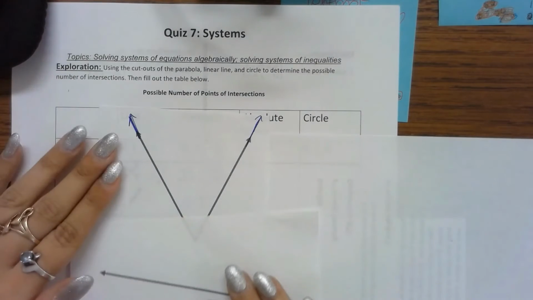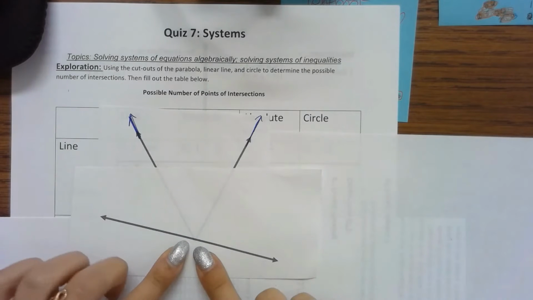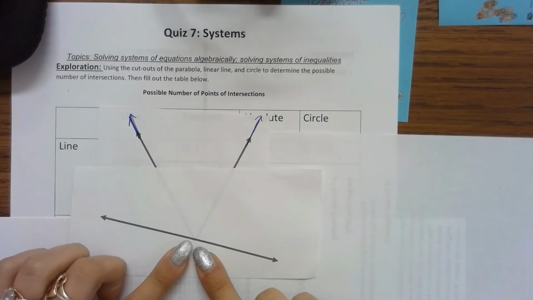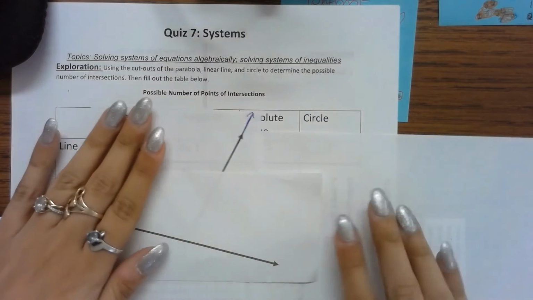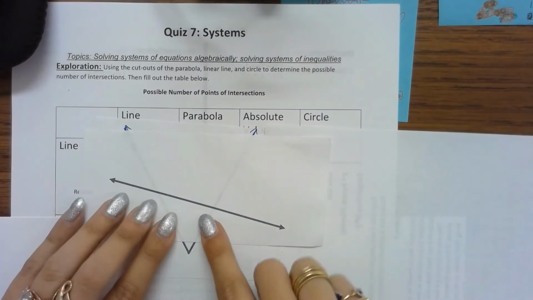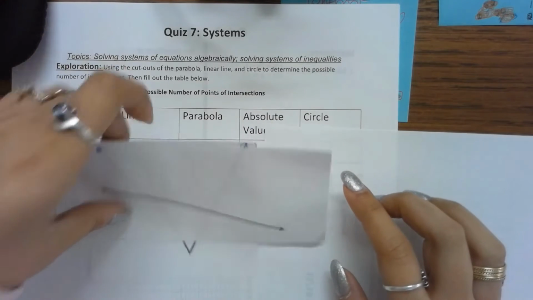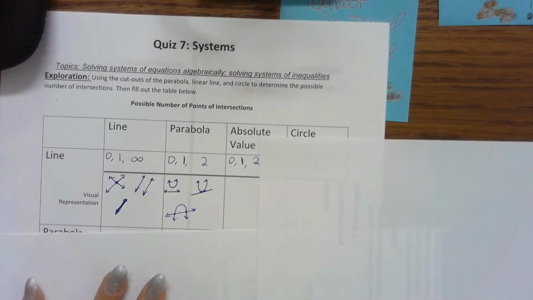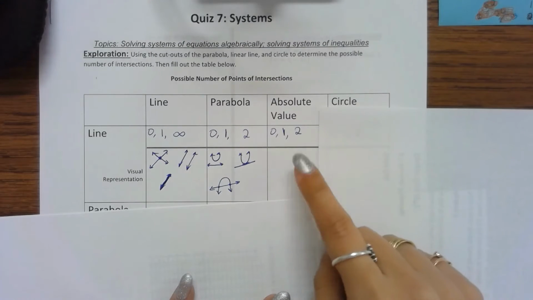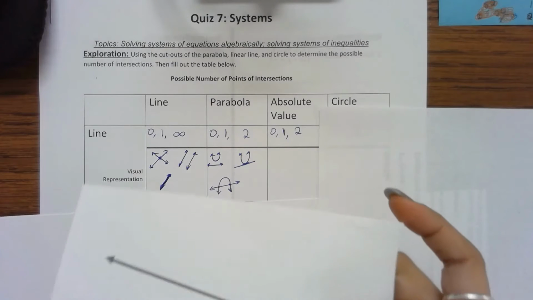Another possibility is, what if I bring it up just enough where my line hits only the vertex of my absolute value? That's going to be one solution. But if I keep bringing it up, notice how I will intersect it in two places. So I'll have two solutions. And as I go through, I want you guys to fill in the rest of the visual representations. That's kind of what I'm doing with our cutouts.